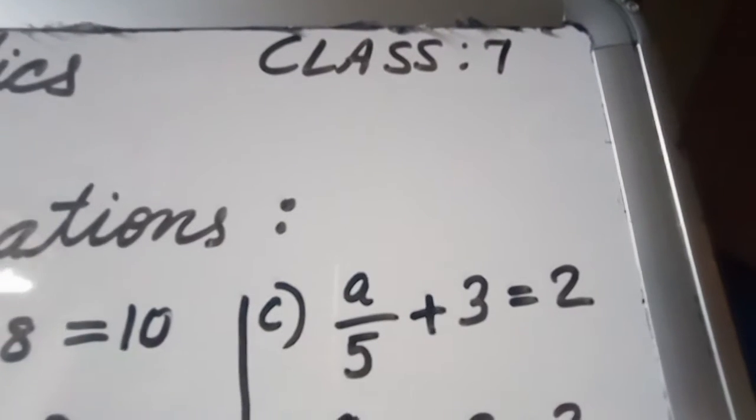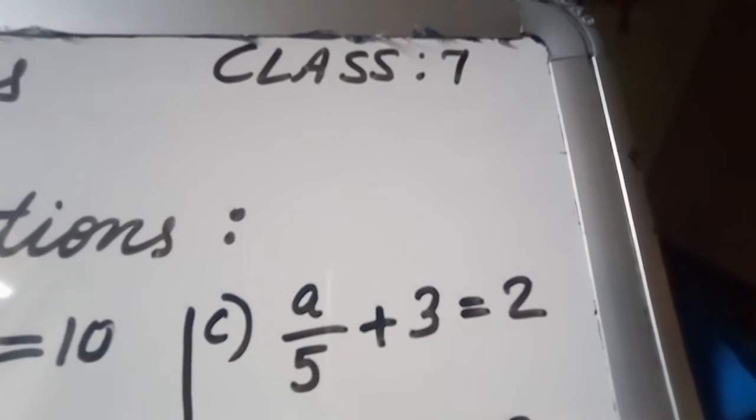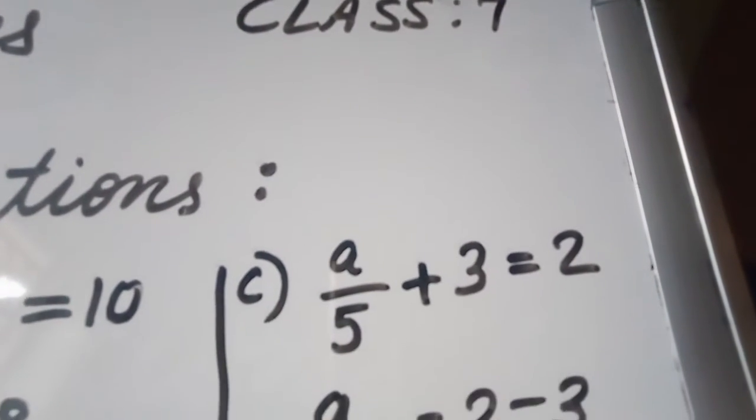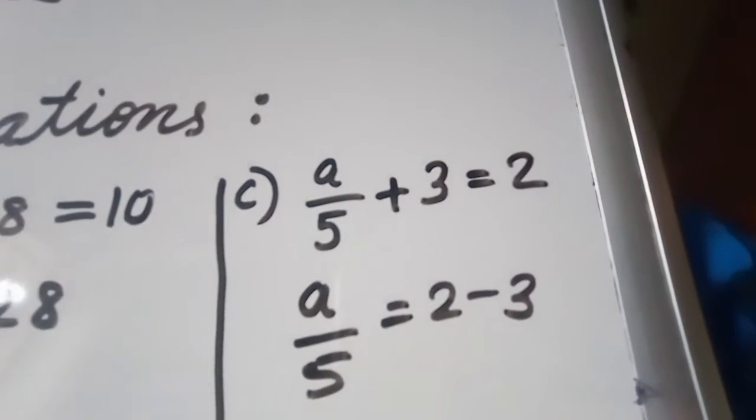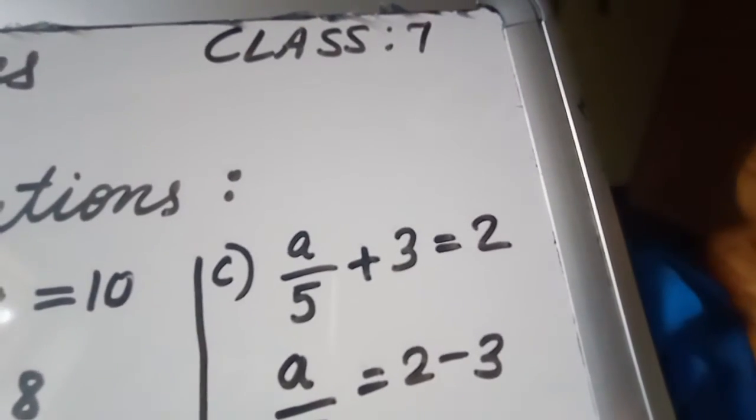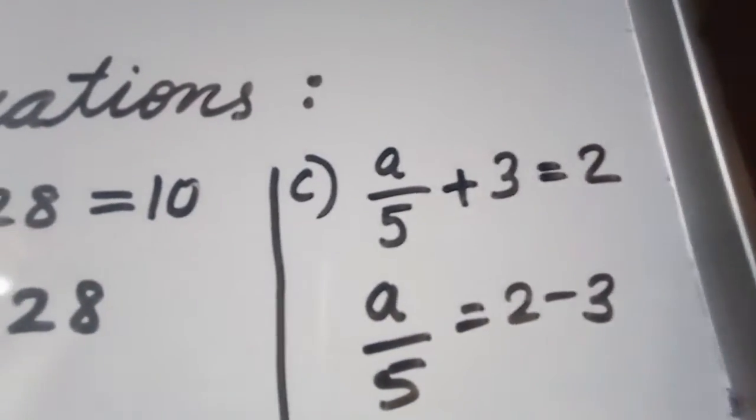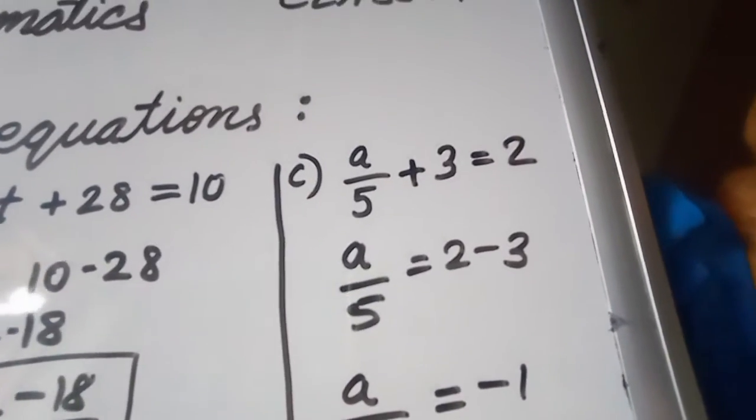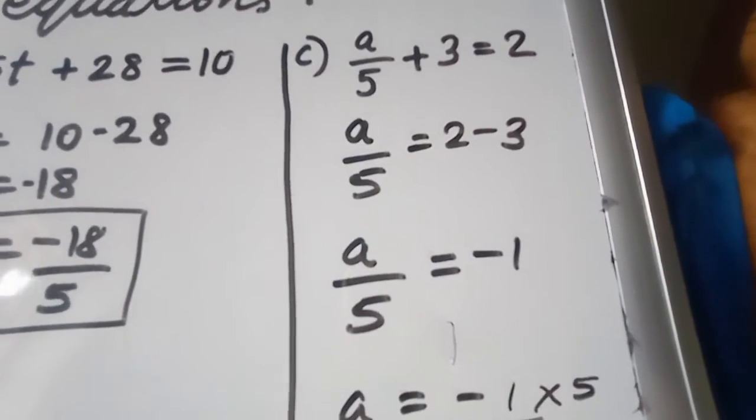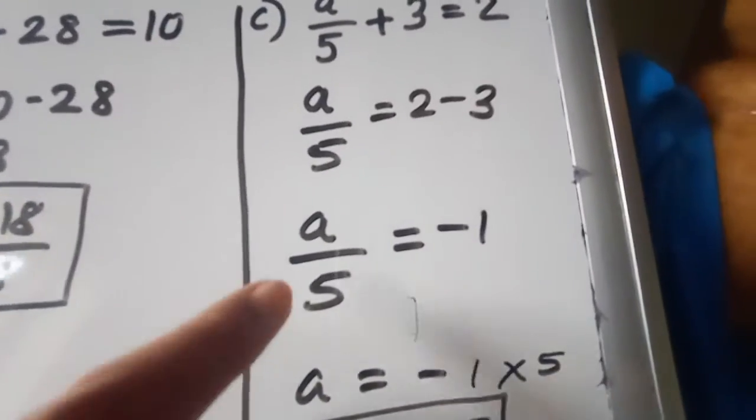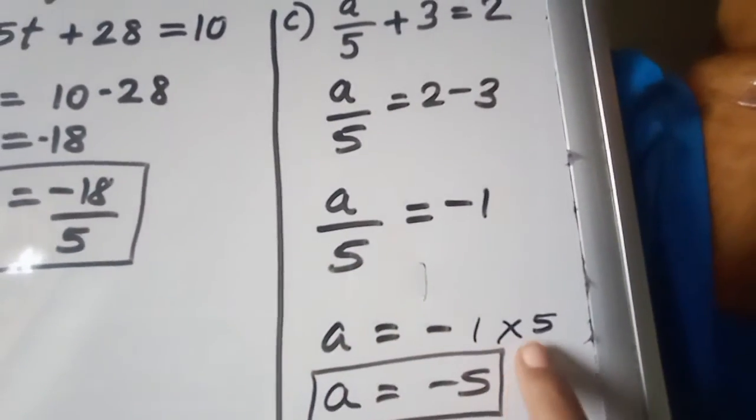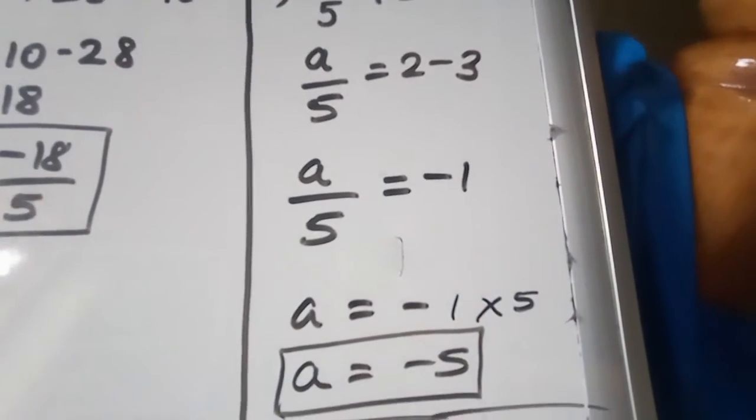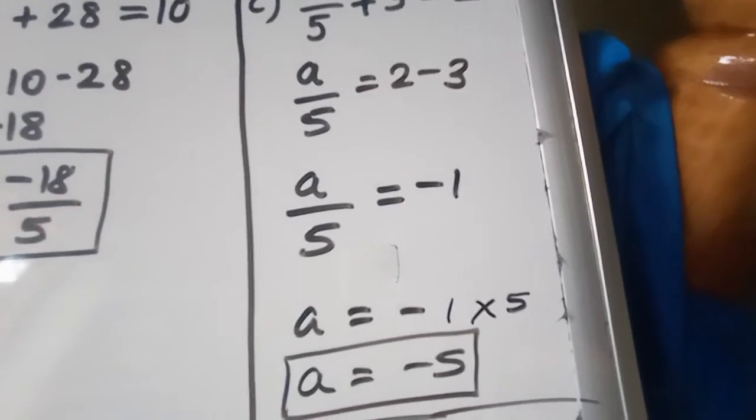Now let us go to the C question. a divided by 5 plus 3 is equal to 2. Let us keep a divided by 5 is equal to 2 minus 3. 2 minus 3, if we subtract, opposite signs are there, we will get minus 1. a divided by 5 is equal to minus 1. Here it is division. If I am shifting 5 to the other side, it becomes multiplication. So 5 1s are 5. a value is minus 5.